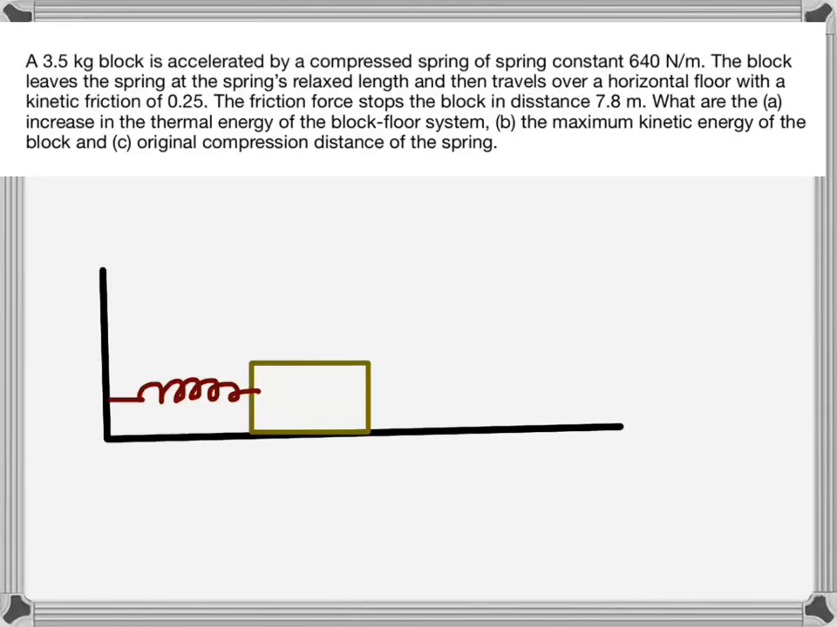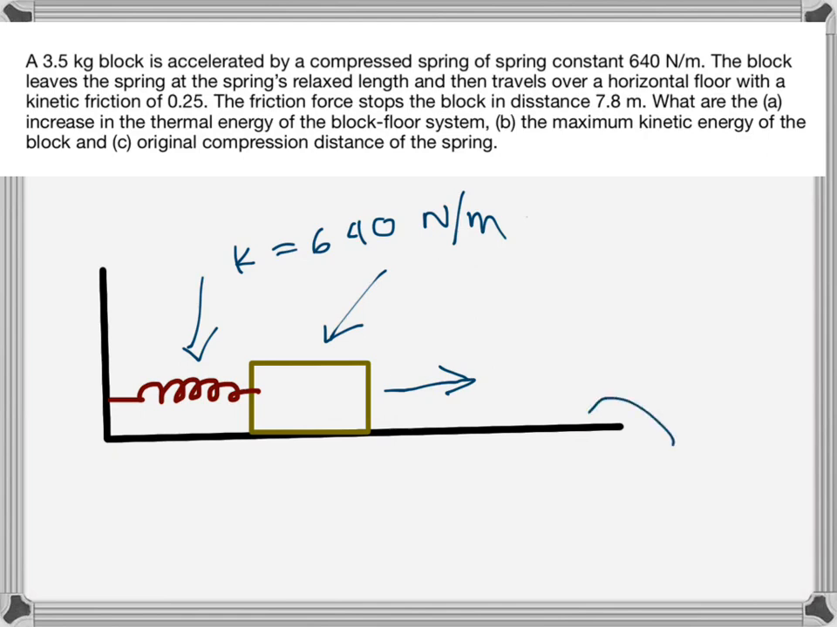Okay, so the problem says here that a 3.5 kg block, this one, is accelerated by a compressed spring of spring constant 640 Newton per meter. The block leaves the spring at the spring's relaxed length. So when the spring is relaxed, it leaves there and travels over a horizontal floor with a kinetic friction of 0.25.